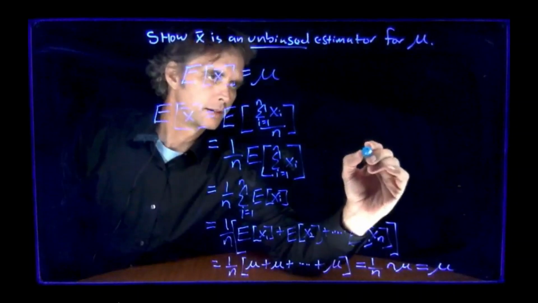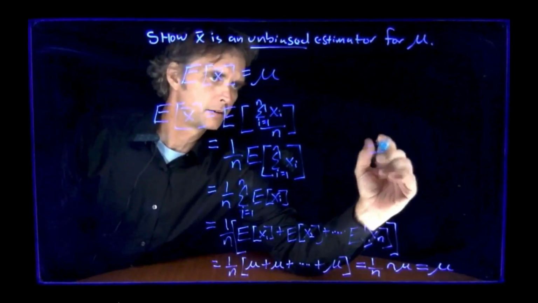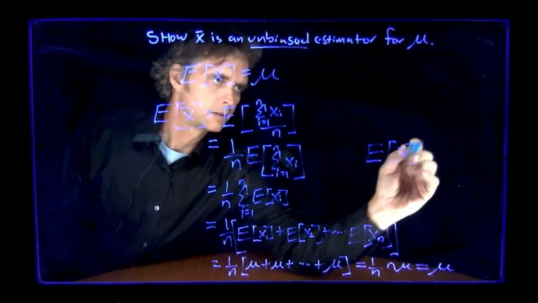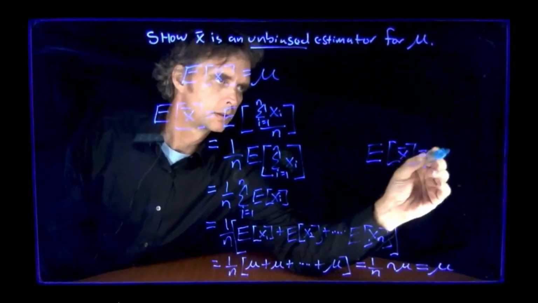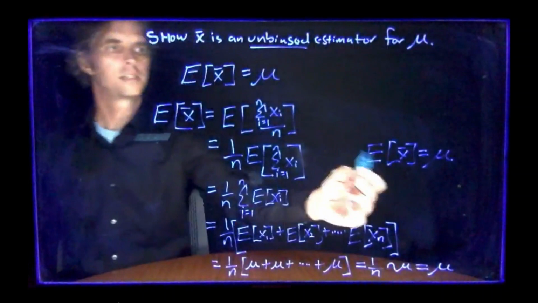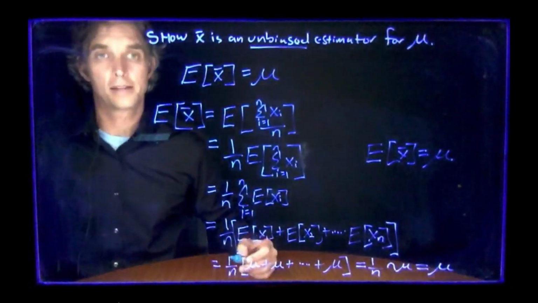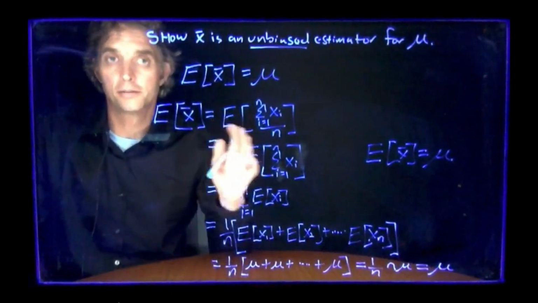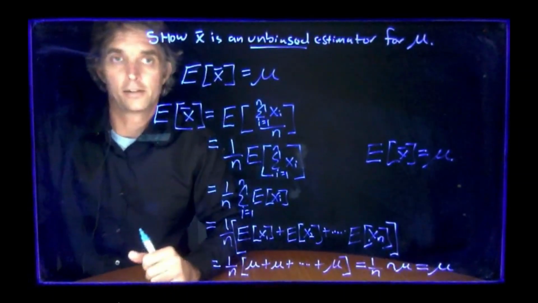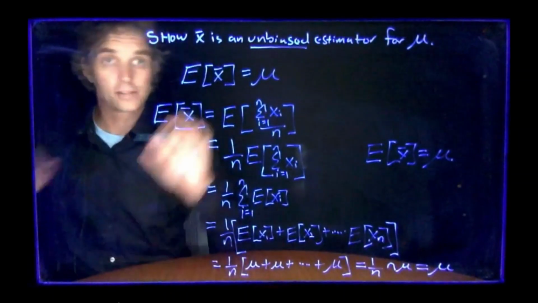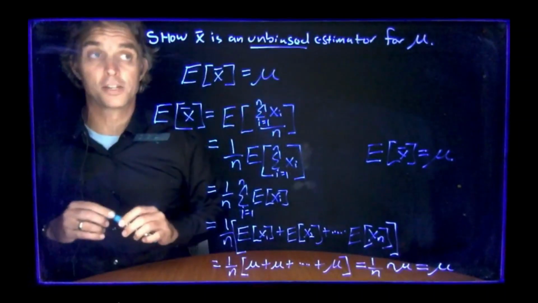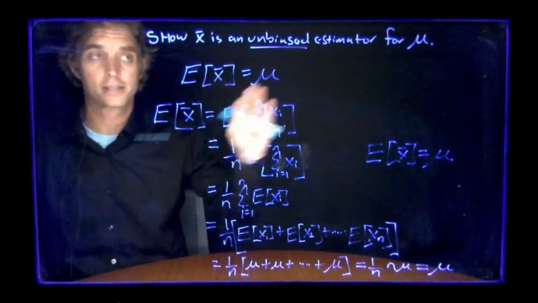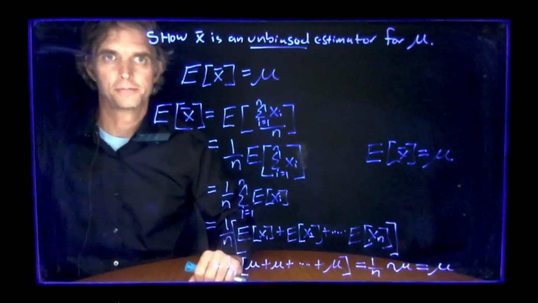So I'll just write it in here. We've got the expected value of X bar as a conclusion equals mu. And thus, X bar is an unbiased estimator for mu. We're going to use this concept of unbiasedness later on in the chapter. So good job. That's the definition of an unbiased estimator, and that is showing that X bar is an unbiased estimator of mu. See you in the next one.